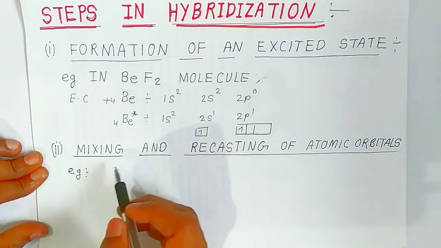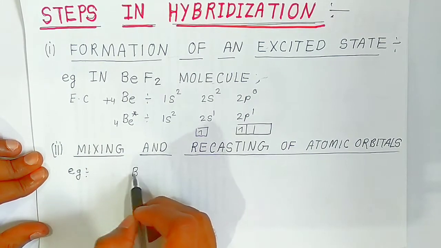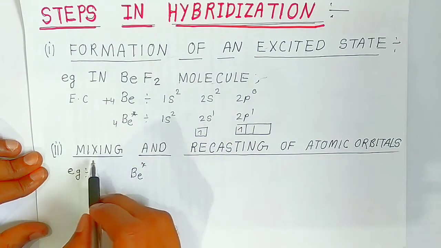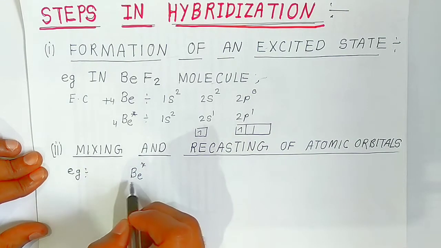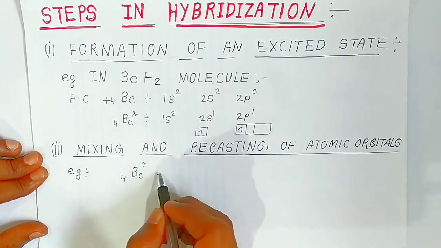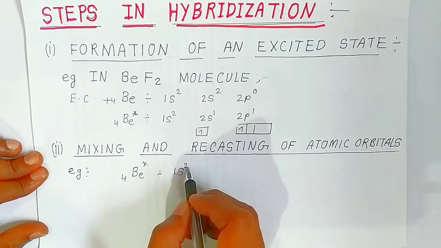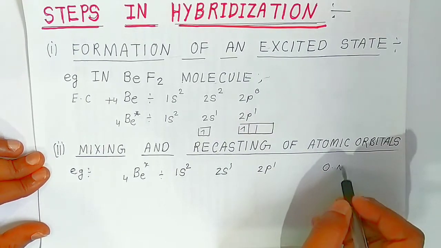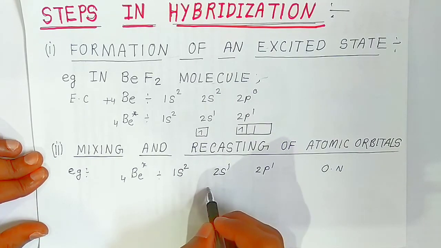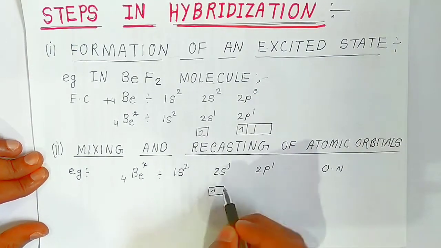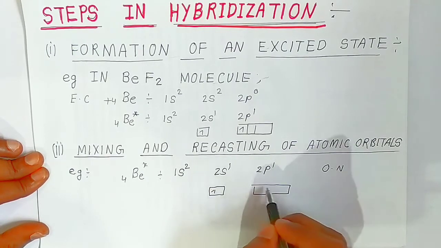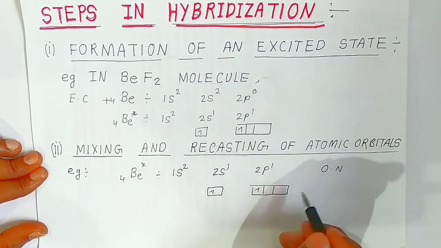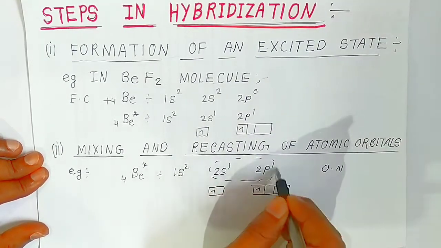Now, once you have the excited atom, which has been excited from 2s to 2p, this beryllium will go to mixing and recasting of atomic orbitals. The beryllium atomic number is 4. The electronic configuration in the excited state is 1s2, 2s1 and 2p1. This is the orbital notation. The orbital diagram you can write like this. The s orbital has only one unpaired electron. Now the p orbital has sub cells, and this has 1 electron.